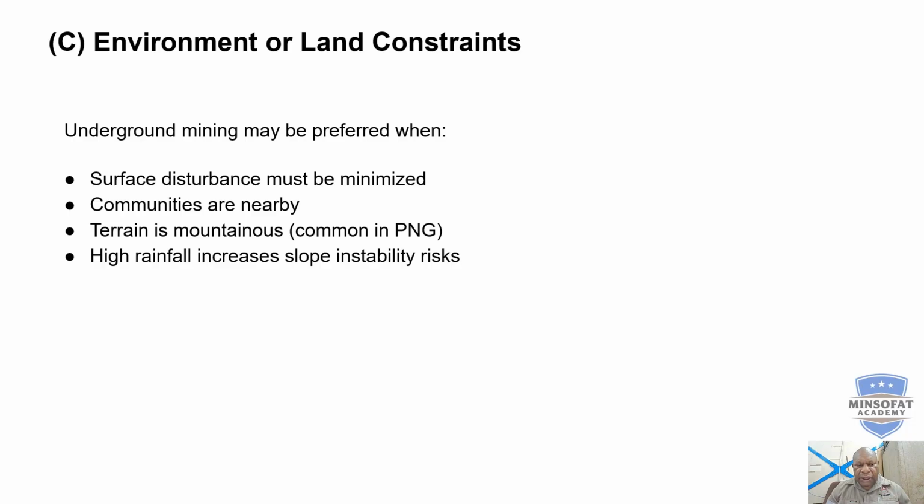Then there is the terrain. If the terrain is mountainous, as is common in PNG, then underground mining must be the option to consider. And the next factor is high rainfall. High rainfall increases slope instability risk, and therefore, if that is the case, then underground mining must be preferred.